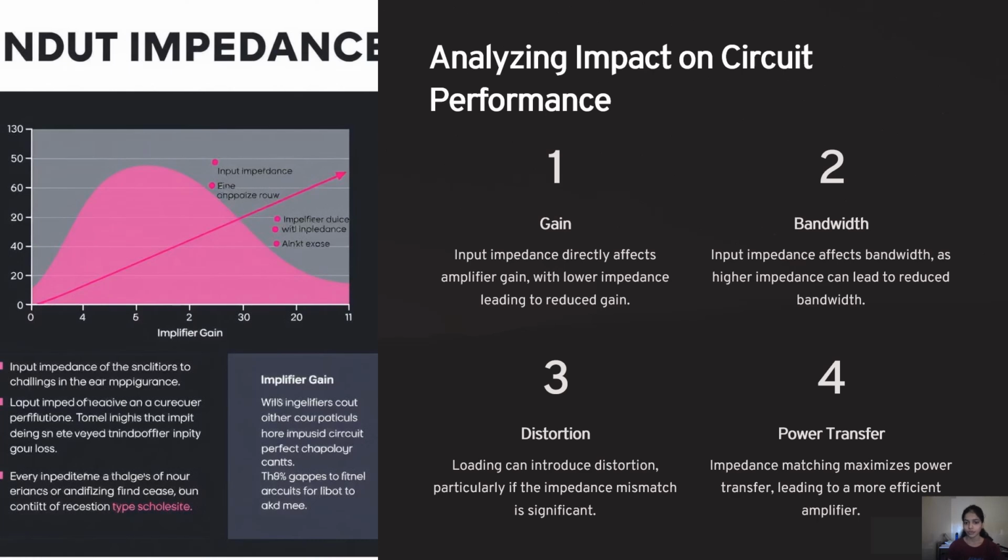Analyzing impact on circuit performance. First one is gain. Input impedance directly affects amplifier gain, with lower impedance leading to reduced gain. Second one is bandwidth. Input impedance affects bandwidth, as higher impedance can lead to reduced bandwidth. Third, distortion. Loading can introduce distortion, particularly if the input mismatch is significant. Fourth one is power transfer. Impedance matching maximizes power transfer, leading to a more efficient amplifier.